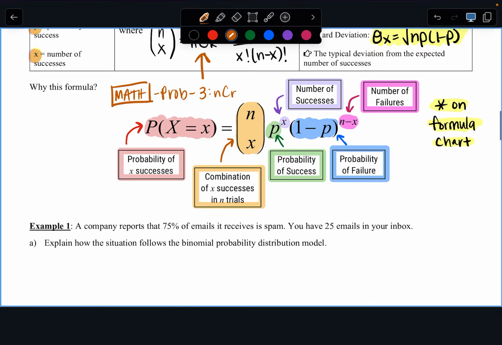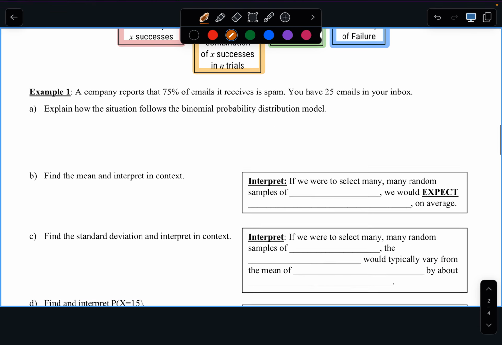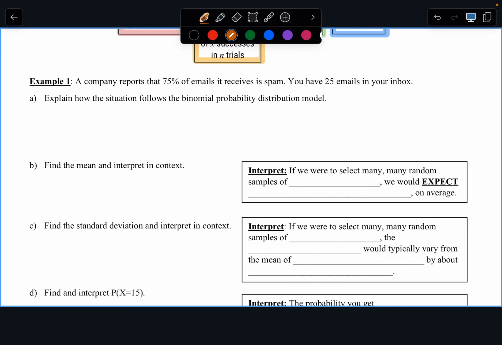So let's go in, let's try one out and see how it kind of works. A company reports that 75% of emails it receives is spam. You have 25 emails in your inbox. Explain how the following situation follows a binomial probability distribution.